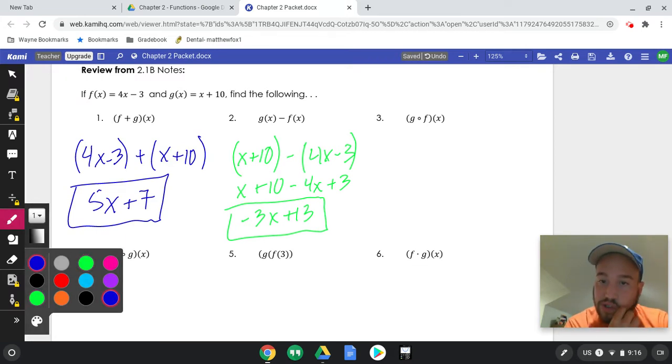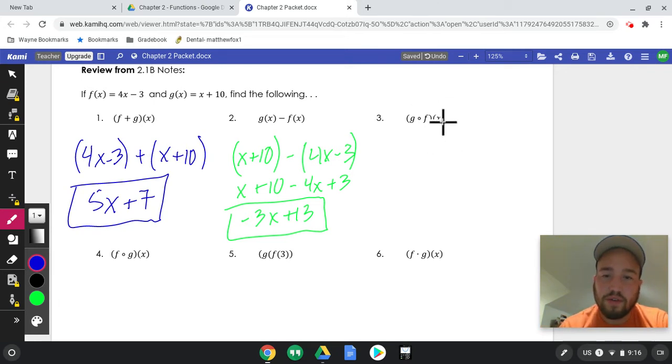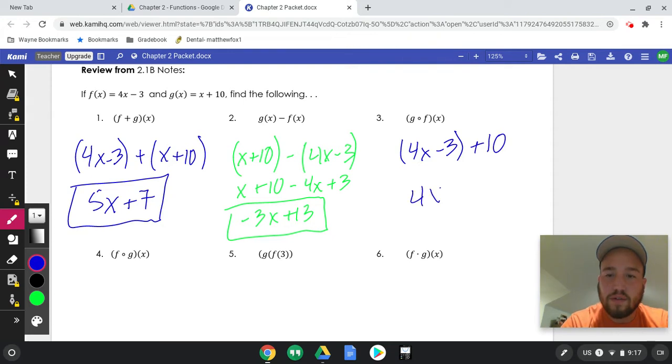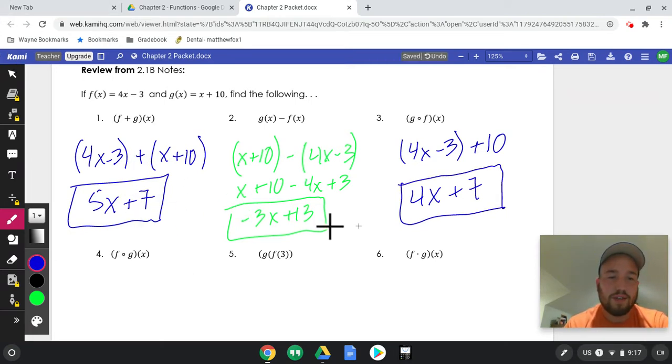Right, our next one, g of f of x. So on this one, we are going to plug whatever f of x is into g. So g is normally x plus 10, so instead of that x at the front, we'll put parentheses and just put 4x minus 3. Then don't forget the plus 10 at the end. And our final answer gives us 4x plus 7. Now, that one is very close to the first one, but it's not quite the same. Each of these, as the numbers and the letters get rearranged, is slightly different.